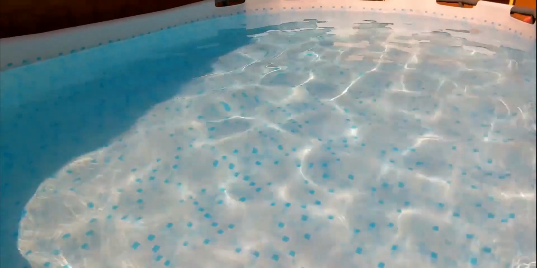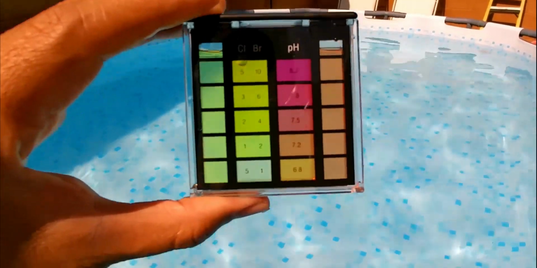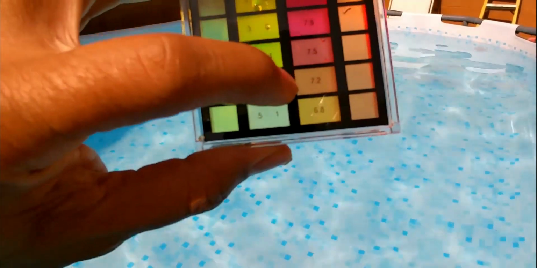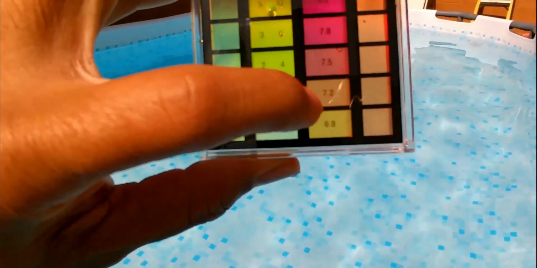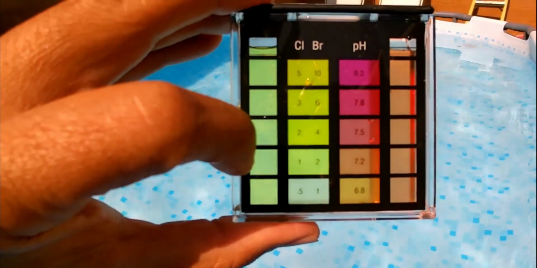Okay, so this is now the next day. You can see it's a lot easier to see under the water now. Actually, you can see that there's a lot of dust on the pool floor, and I need to vacuum it. You can also notice that the top of the pool is now reflecting the sun, and it looks nice, like a crystal. If you look here, you can see that the pH is now down to 7.2, and my chlorine level is at 1.